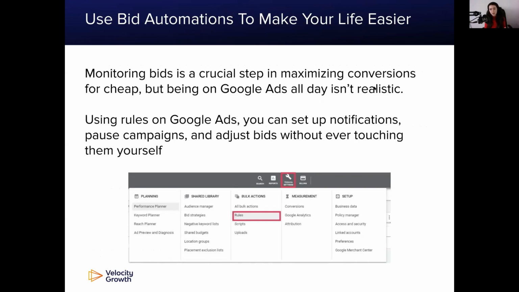You can also use bid automations to make your life easier. So monitoring bids is crucial in maximizing conversions on the cheap, but being on Google Ads all day isn't realistic. You can use rules on Google Ads, so you can set up notifications or pause campaigns or adjust bids without ever going into the account. So in tools and settings and under rules is where you will find those rules.